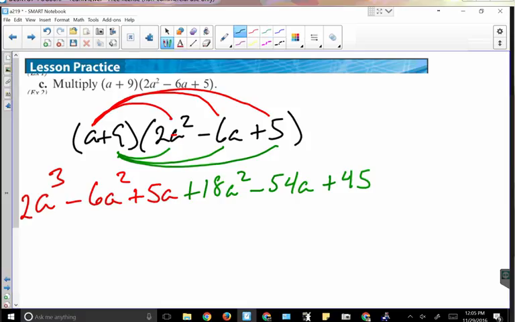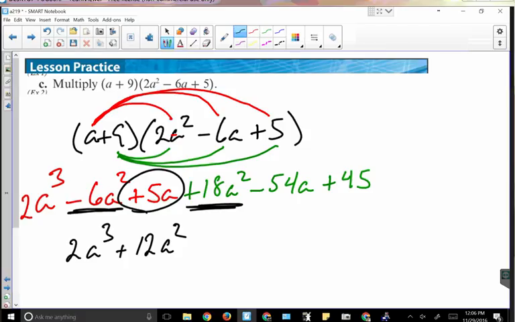Last thing I've got to do is add like terms. Well, there's only one here, so it's going to be 2a cubed. So now, I've got this here and this over here. Now, I generally go through and put some type of mark, some way that I can identify which ones are going to get added together. And I also make sure I include the signs. So this should be plus 12a squared, correct?